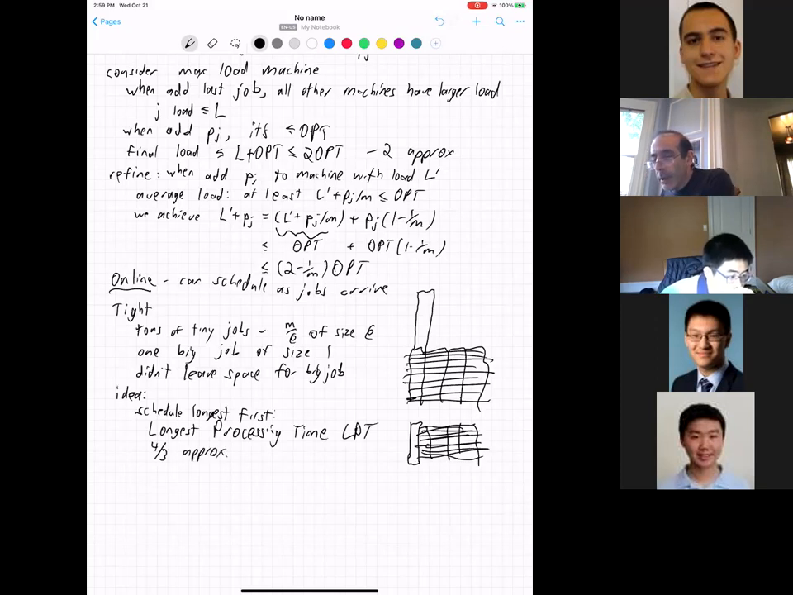I've never put that on the homework, but maybe I should. It's kind of not too bad. It does have the drawback of being not online. You need all the jobs at once in order to know which are the longest jobs so that you know which one to schedule first.